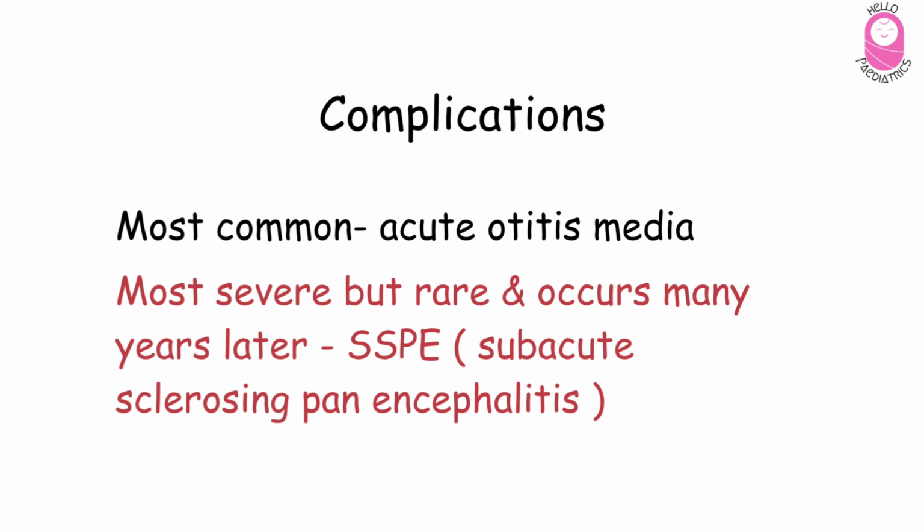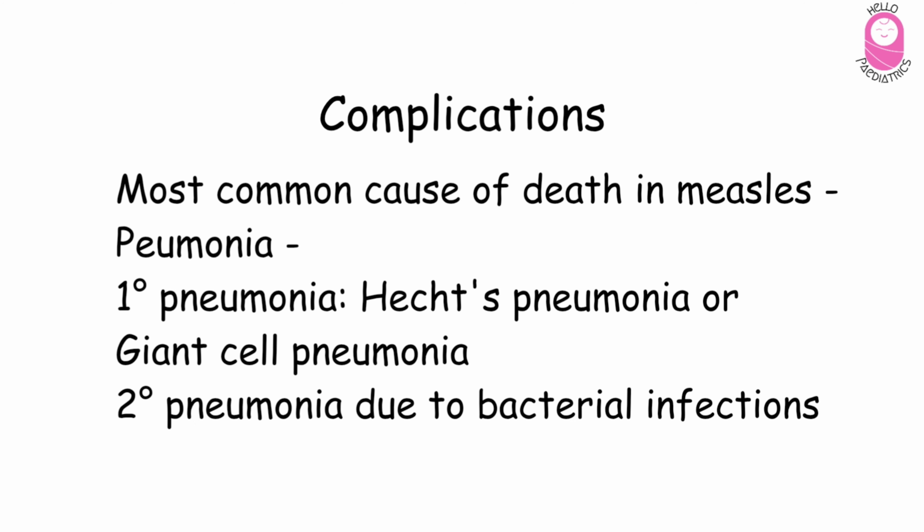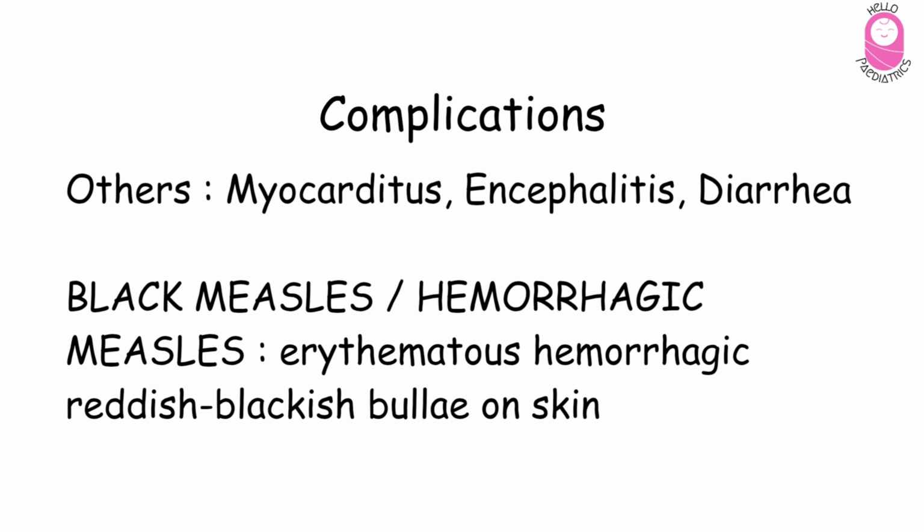Coming to the complications, the most common is acute otitis media and the severe and the rare one is the subacute sclerosing panencephalitis. And the most common cause of death in measles is pneumonia. Primary pneumonia is also known as the Hecht pneumonia or the giant cell pneumonia, and the secondary pneumonias are due to bacterial infections.